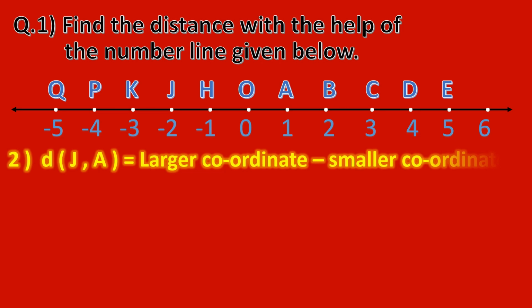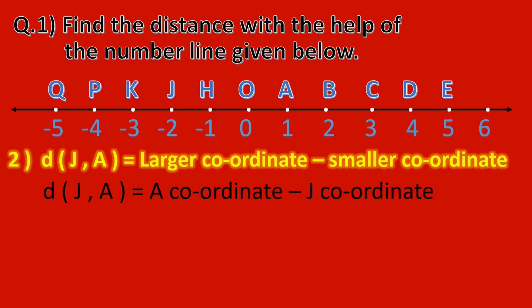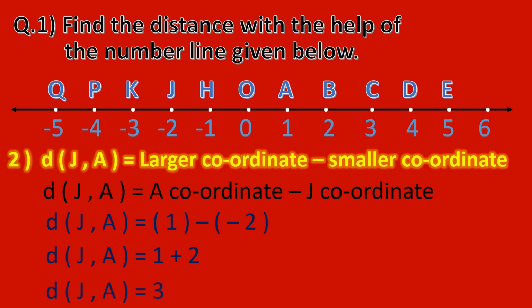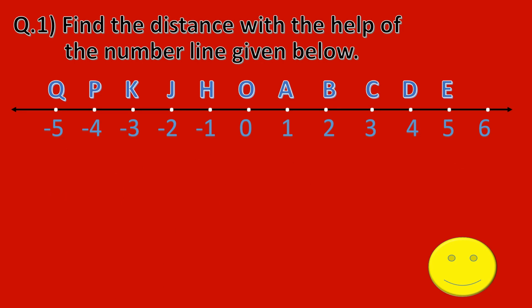Now question number 2nd of first, distance JA. Larger coordinate is A as it is positive and J is negative. Therefore, distance JA is equal to A coordinate minus J coordinate. Distance JA is 1 minus of minus 2. Minus minus will become plus. Therefore, distance JA is equal to 1 plus 2, which is 3. Distance JA is equal to 3.